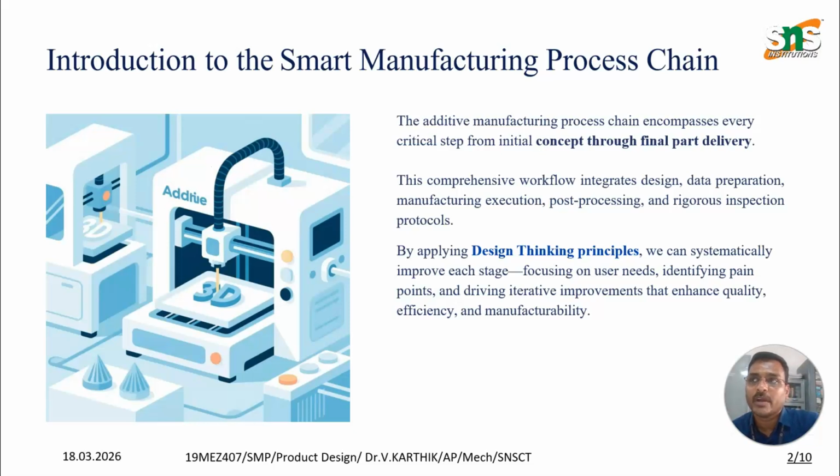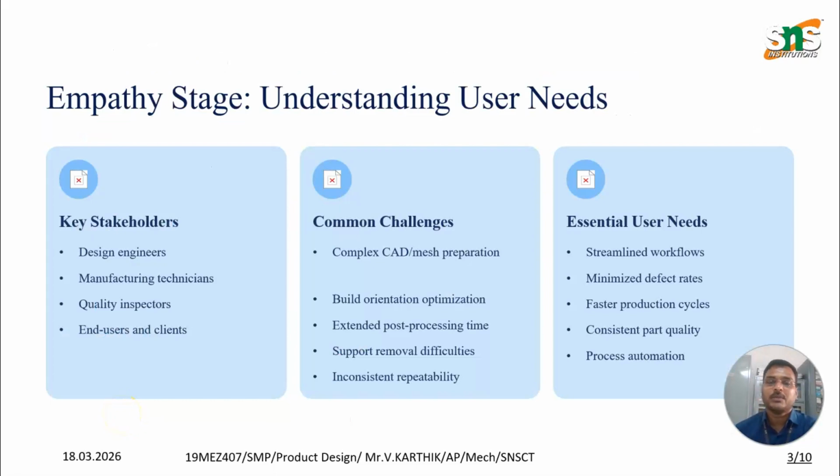This is about smart manufacturing in product design. What are the design thinking principles which we apply in the smart manufacturing process? We'll see them one by one in the slides. The first, empathy stage of smart manufacturing, is the user needs. First, we have to take the stakeholders' needs. Who are the stakeholders? They are the design engineers, manufacturing technicians, quality inspectors, end users and clients. These are the main members who are important in smart manufacturing.